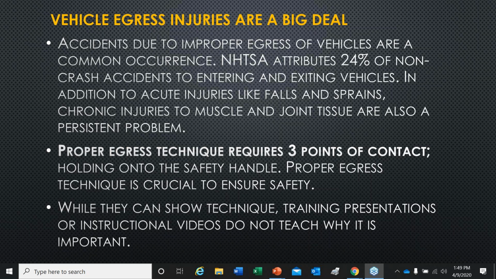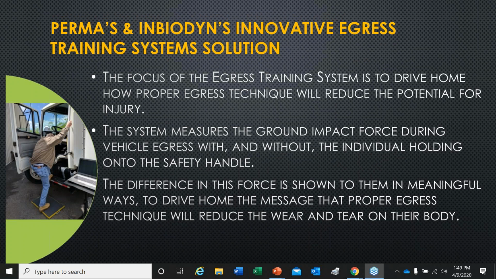So what we try to produce for them is the proper egress technique. I talk to them about the 3 points of contact, holding onto the handles, the proper egress techniques, and it's crucial to their safety. And then we give the presentation of the video of what they've got and show them that, which you're going to see here in a few minutes. When they're coming out of the different pieces of equipment that they've got, you always want to make sure that they've got those 3 points of contact, because the potential for injury exists. It's the high impact locations that are out there. The people fail to hold on to the handles and they get hurt.